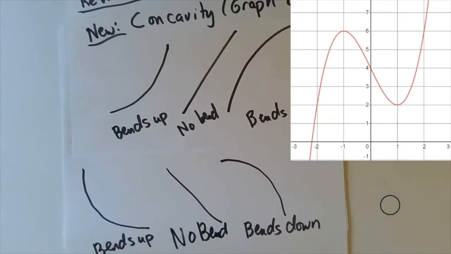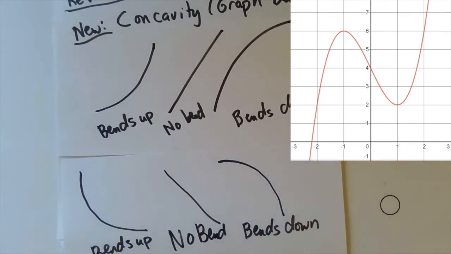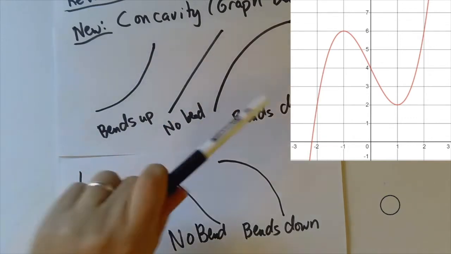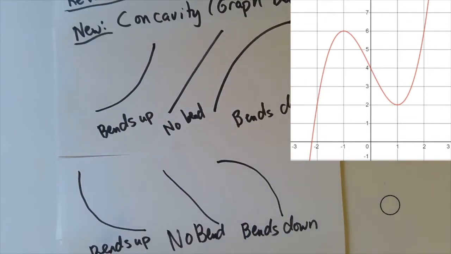Okay, so it's going to be a combination of pieces where the graph is increasing and bends up, it's increasing and bends down, where it is decreasing and bends up, and where it's decreasing and bends down, and then possibly some spots with no bend, which is just where the graph is a line.